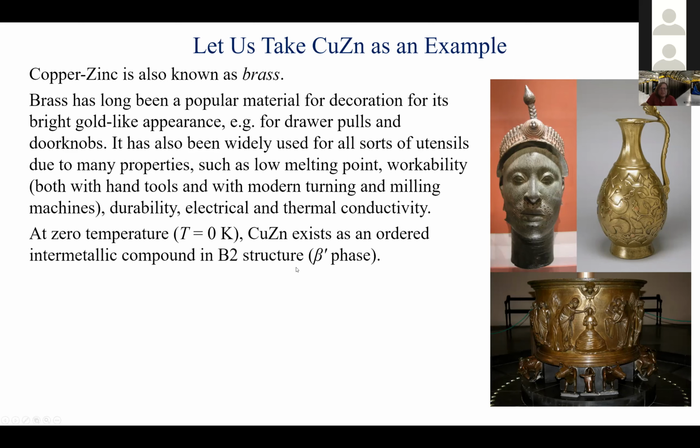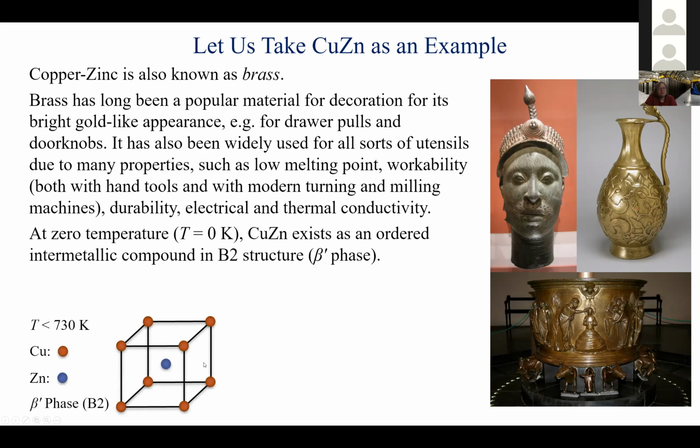I'm going to show you what the B2 structure looks like. It's an ordered structure. Copper and zinc atoms are arranged in an ordered manner in the copper zinc alloy at zero temperature. Basically, it just looks like this. If you look at a little cube, all the corners are occupied by one particular type of atom, for example copper, and the center one is occupied by zinc. Obviously, it's a kind of ordered structure called the B2 structure. So at low temperature, copper zinc will exist in this particular format.